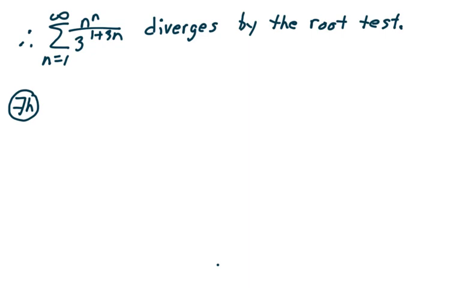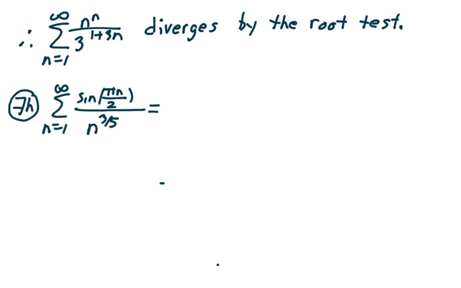7H. Suppose we have the summation from n equal 1 to infinity of sine of pi n over 2 divided by n to the 3/5. This one is a little deceptive, okay? But I need you to watch something here.